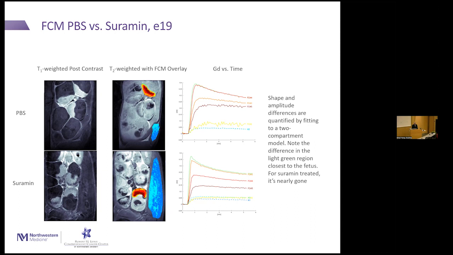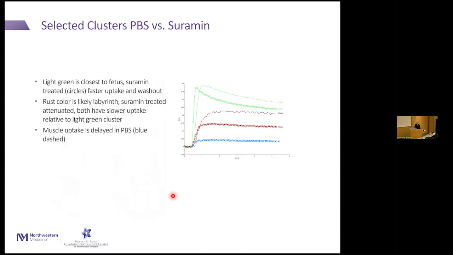It just means that the blood supply to the fetus has been disrupted dramatically in this preeclampsia model, which makes sense. So again, the light green is closest to the fetus, and this rust color is more in what's called the labyrinth. And I'm just trying to point out that sometimes the shape can be the same, but the amplitude is different, or sometimes both the shape and the amplitude are different.